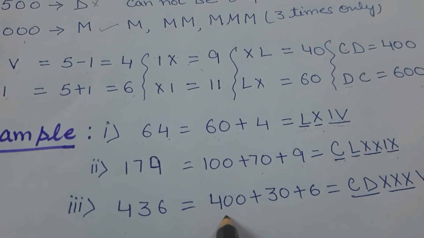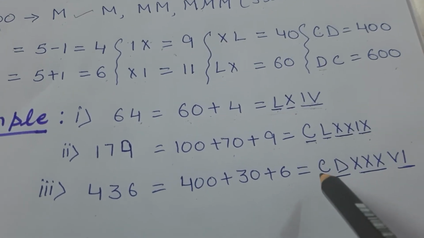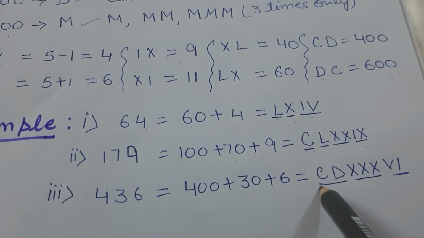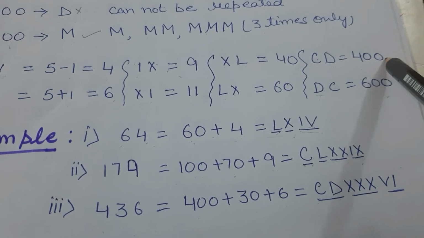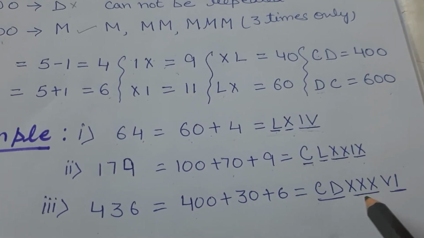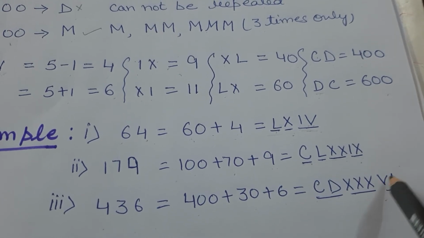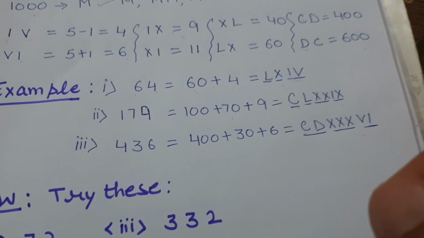Next is 436. This is 400 plus 30 plus 6. First we will write 400. 400 means 500 minus 100, so CD is for 400. Then 30 means 3 times X. Then 6, VI is 6. I hope it is all clear to you.